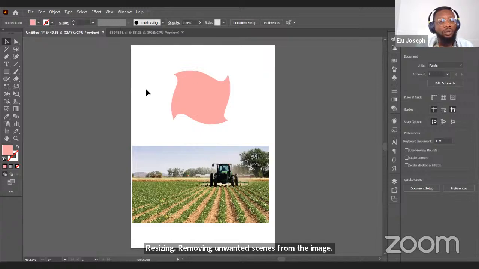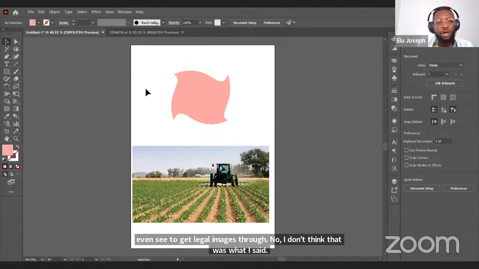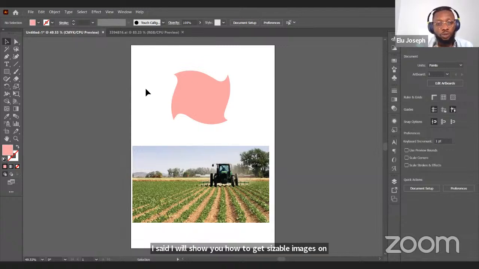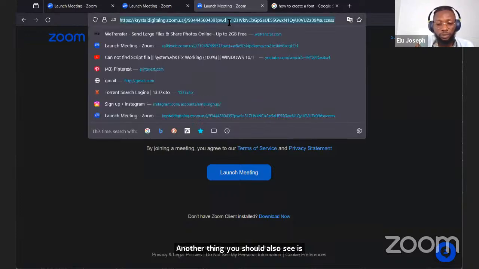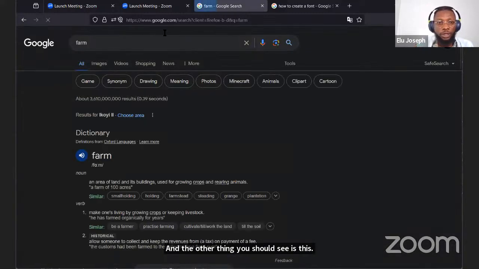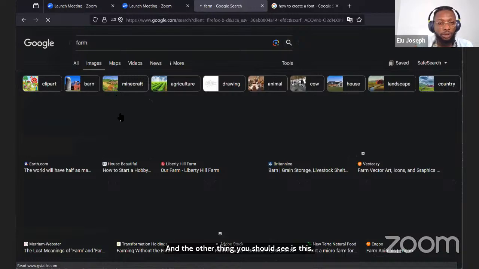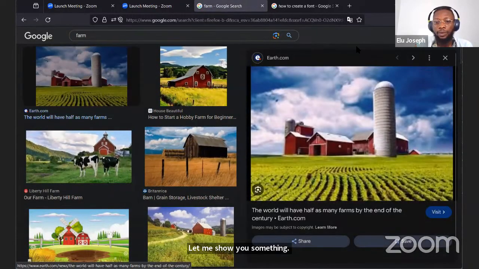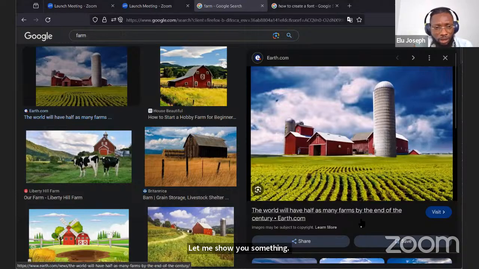giving tips to get legal images through Google. No, I don't think that was what I said. I said I would show you how to get sizable images on Google, which I remember going to Google and showing you how to make sure that the images are to size. Another thing you should also see is this. Let me show you something. Bam.